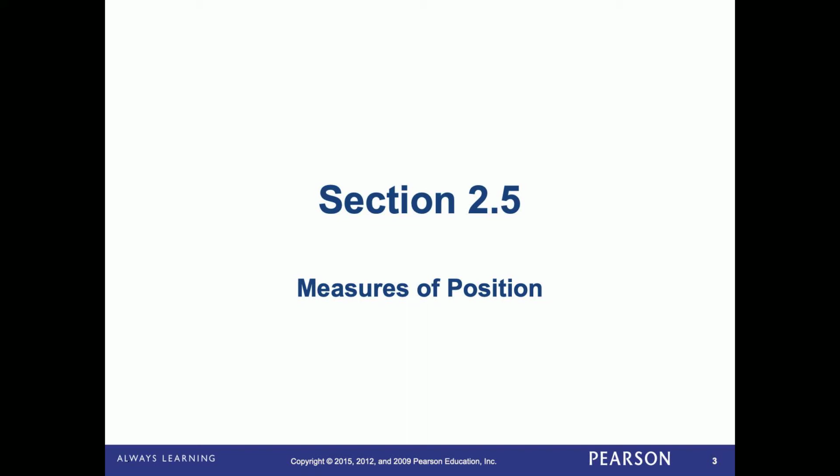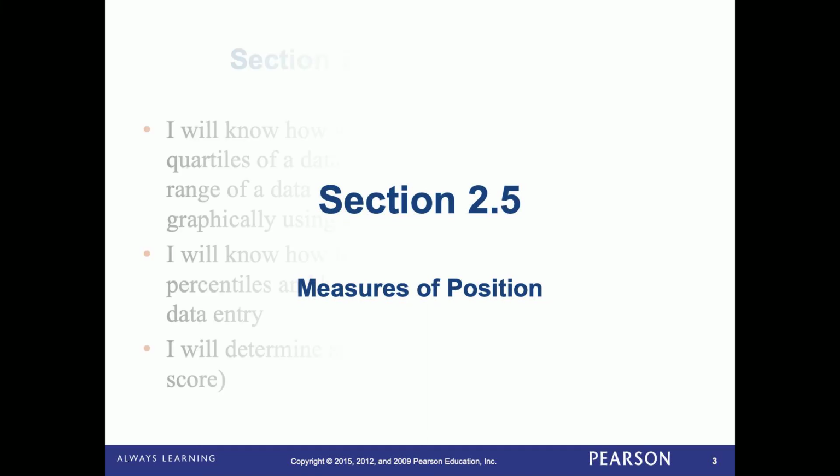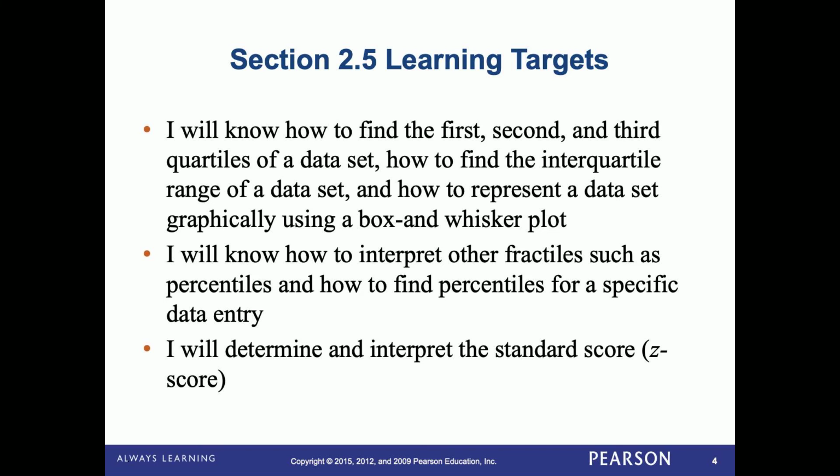Today, in section 2.5, we're going to learn about the measures of position. Our learning targets are: I will know how to find the first, second, and third quartiles of a data set, how to find the interquartile range of a data set, and how to present a data set graphically using a box and whisker plot.